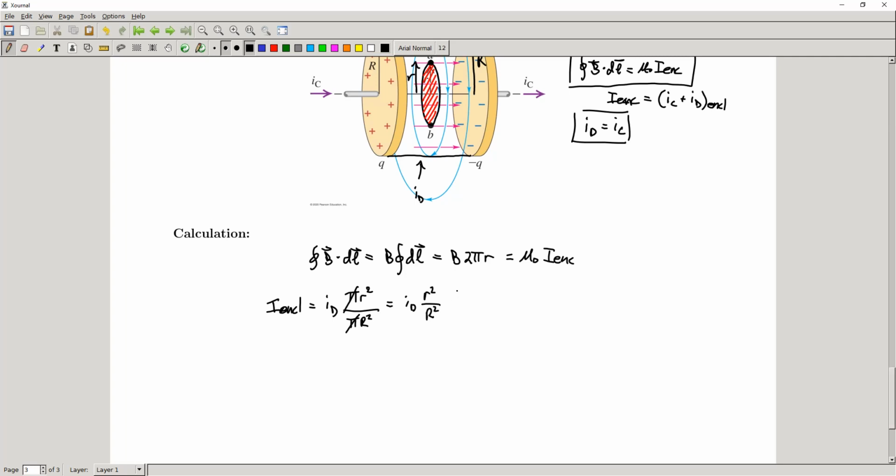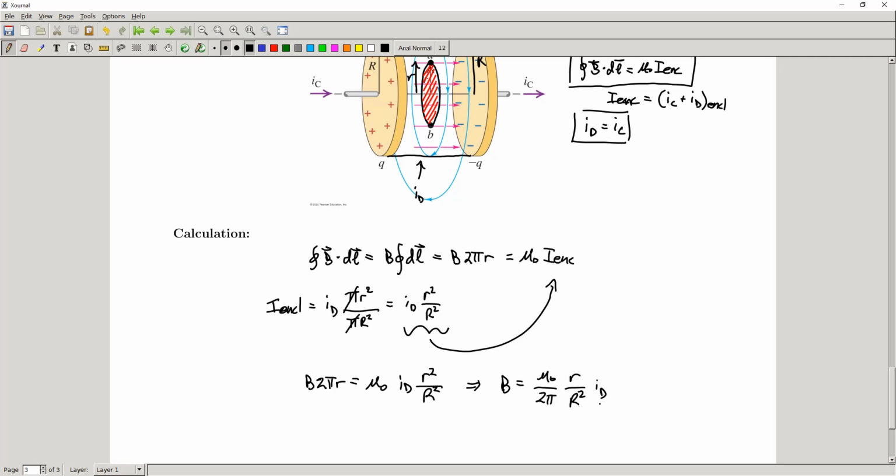And so let's put this together. This is our I enclosed, so we can plug that back into there. If we do that, we end up with B 2πr is equal to μ0 ID r squared over R squared, and we're trying to solve for B, right? So if we clean all this up and factor this stuff out, we have a cancellation of r's here, and we end up with B equal to μ0 over 2π, times r over R squared, times ID, right?